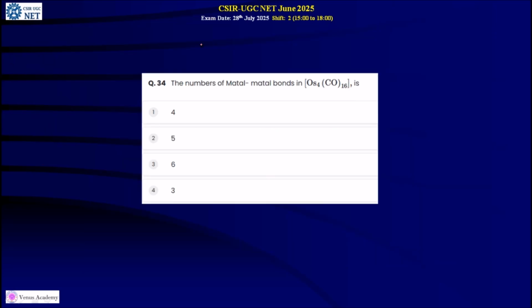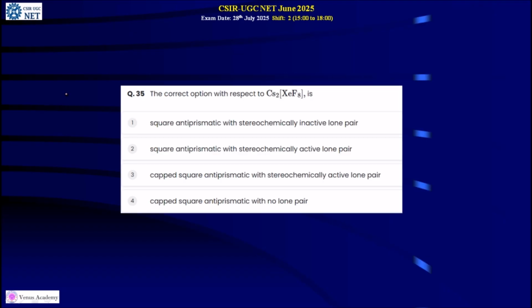Next, question number 34. The number of metal-metal bonds in osmium 4 carbonyl 16 is, option number 4 is correct option, students. Next, the correct option with respect to cesium xenon F8 is option number 4. Capped square anti-prismatic with no lone pair is correct option, students.